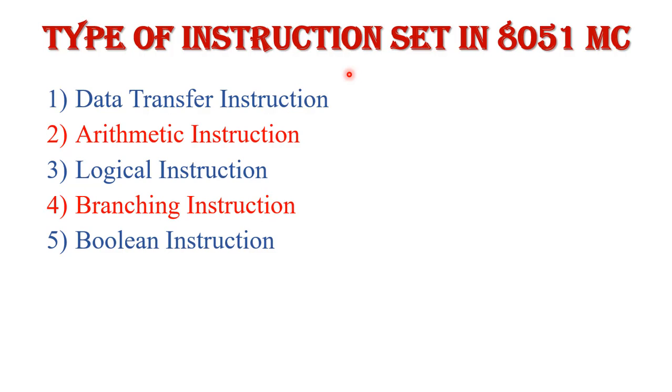Now the types of instruction set in the 8051 microcontroller. The instruction set is classified into 5 types. First is data transfer instruction. Next is arithmetic instruction. Next, logical instruction. Fourth is branching instruction, and last is Boolean instruction. These 5 are the instruction set of the 8051 microcontroller. In this video, I will explain all the instruction sets one by one.